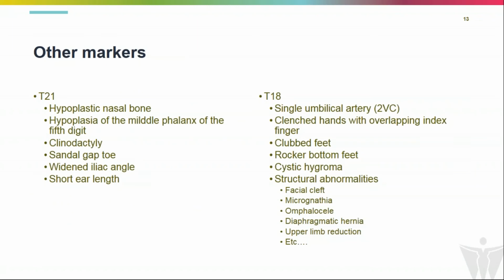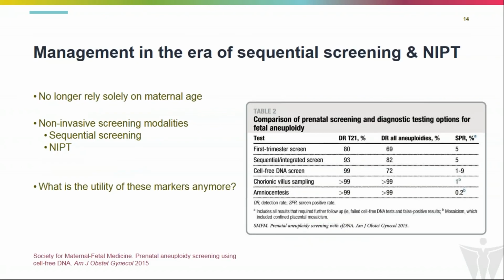So what about contemporary management currently? Because we no longer rely solely on maternal age anymore. We do fortunately have at our fingertips other methods of non-invasive screening for aneuploidy. And relative to, if you remember, maternal age, which had a 20 to 30% detection rate for Down syndrome, now we have sequential screening, which has a reported 93% detection rate for Down syndrome, and cell-free DNA or NIPT, which has a 99% detection rate for Down syndrome.